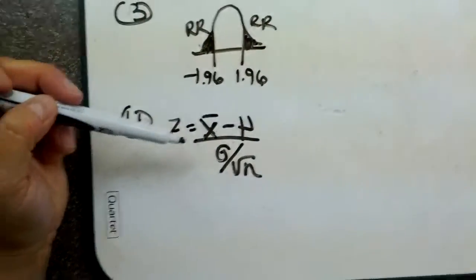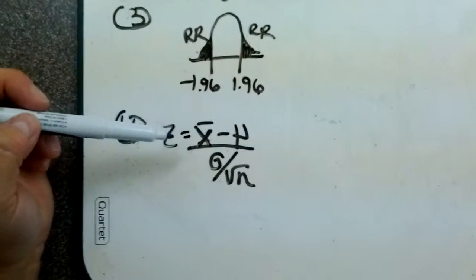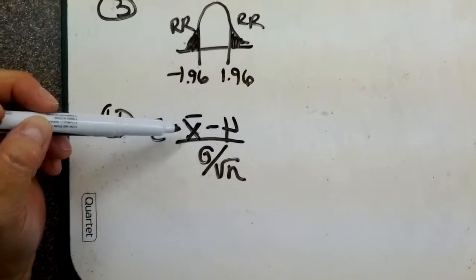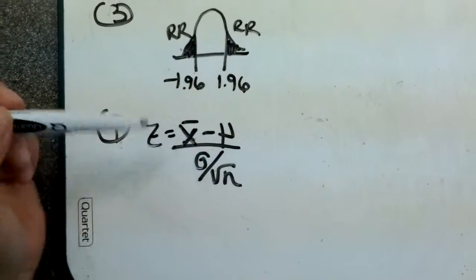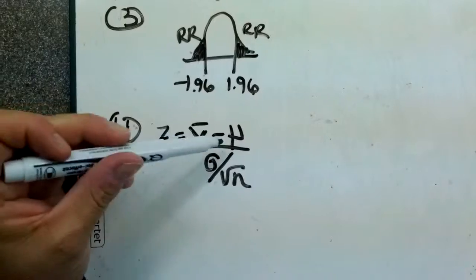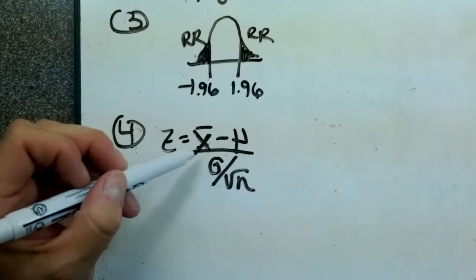So let's talk about what these are, because we're going to have to go find them in the story. X bar is our sample mean. Remember, mu is our population mean. So in the individual Z, we were just looking at x minus mu, but now we're going to be looking at a sample mean.